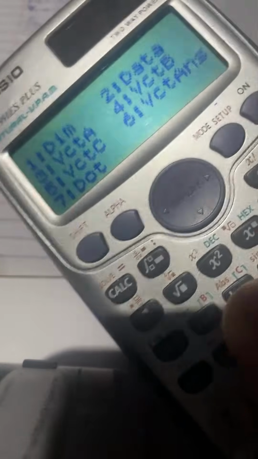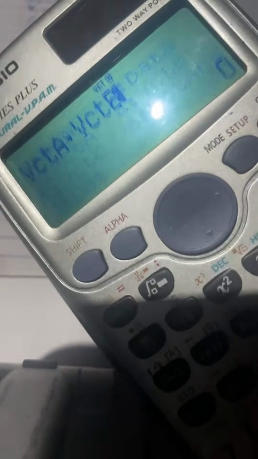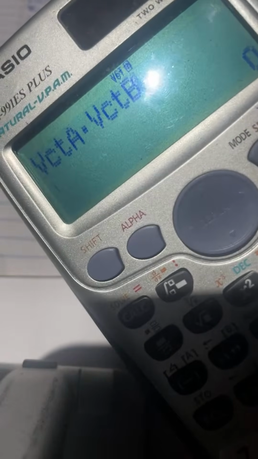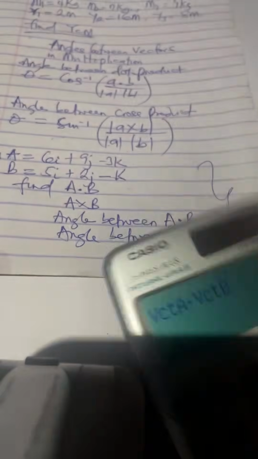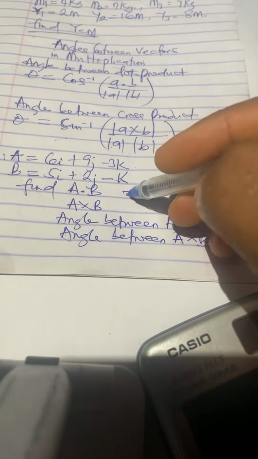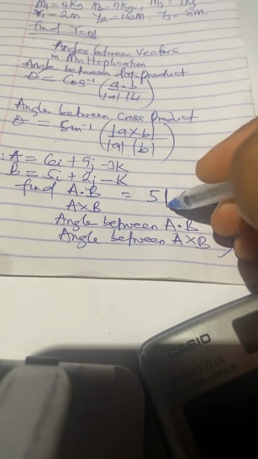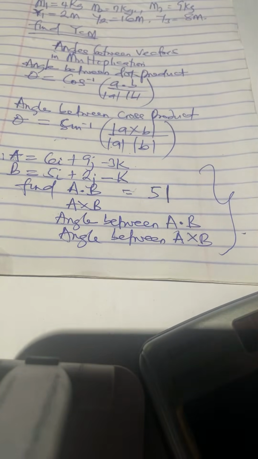Then introduce vector b. How do you do that? Press shift, press 5. Look at vector b looking at you there. Vector b is number 4. So now if you look at it, vector a dot vector b, press equals to, what do you have? 51. So it means that vector a dot b, the answer is 51.